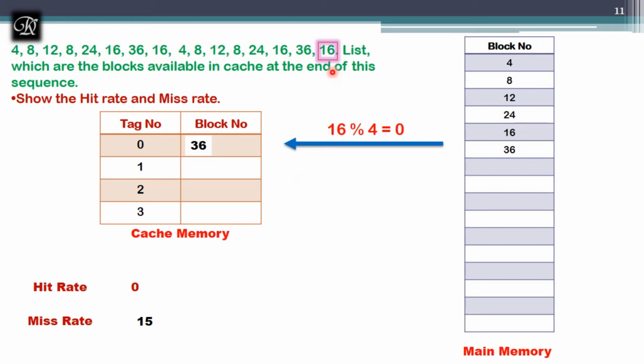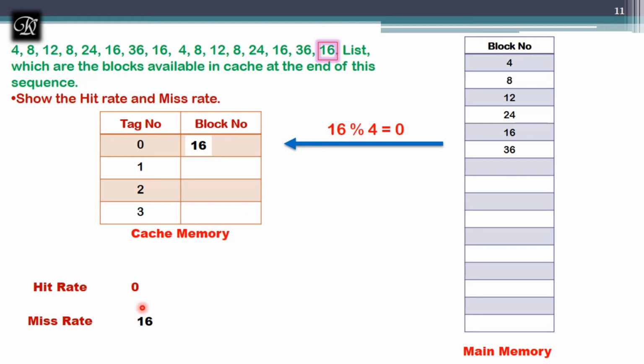So now if I place this 16, the miss count will increase to 16. Even though you can see at this moment I have only 16 in the cache, this is the current snapshot, and the hit count is 0, with 16 misses.